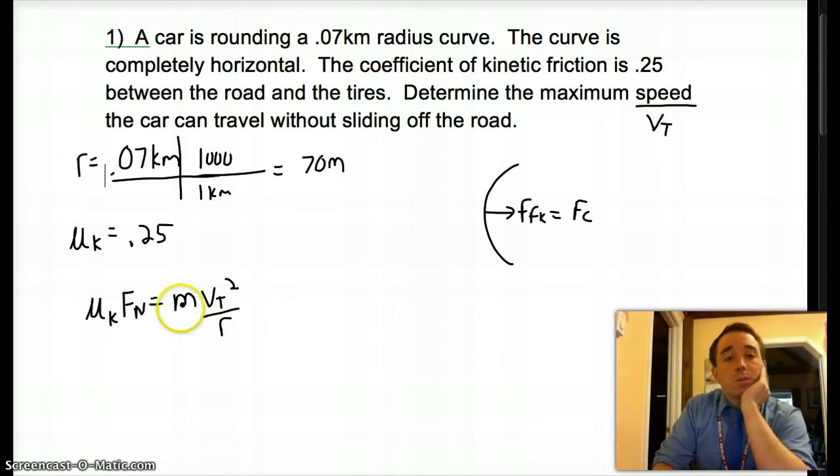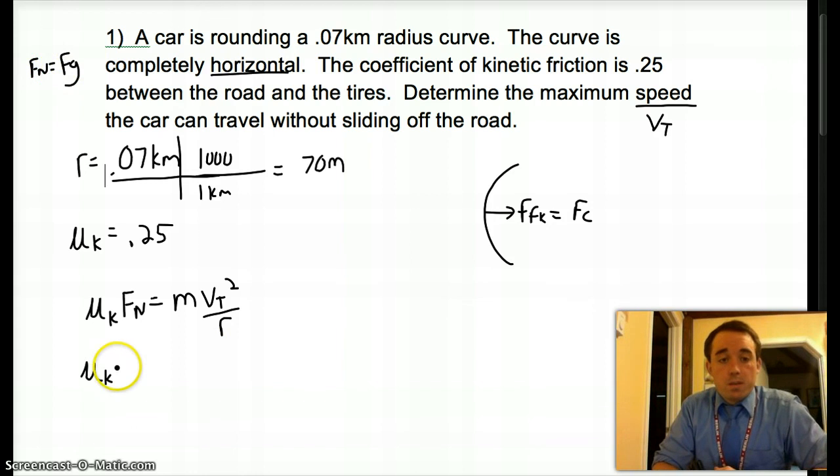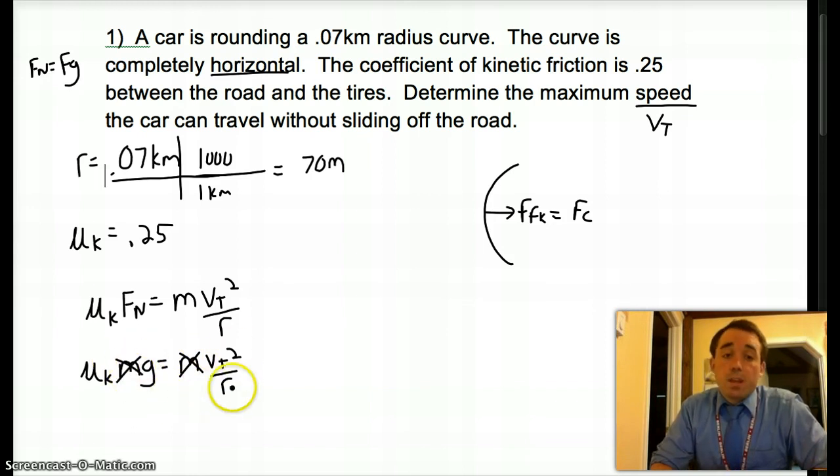Okay. So what's up with this m? Well, mu k times the normal force, but the normal force, because this is horizontal, that says that my normal force has to exactly equal my force of gravity. And my force of gravity is m times g equals m times Vt squared over r. So m's magically, not really magically, purposely, cancel. And I can solve for Vt.